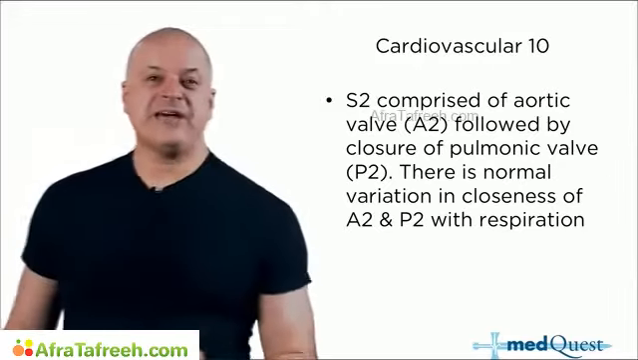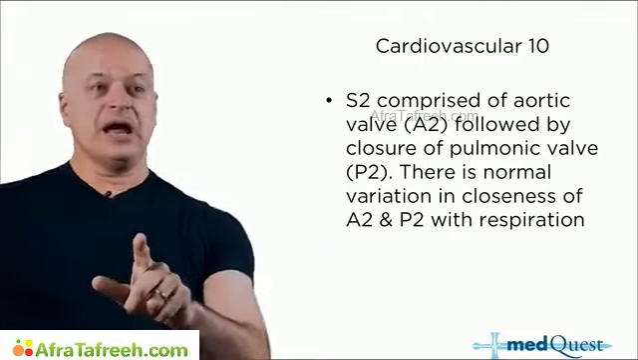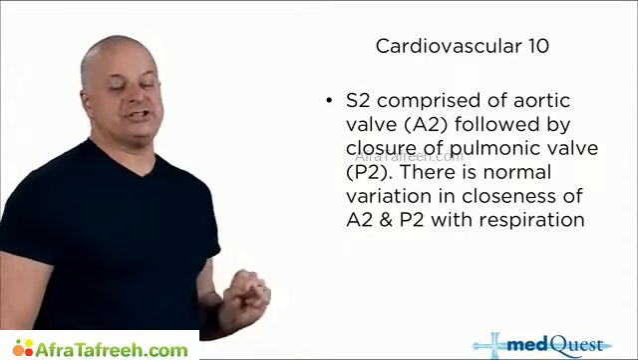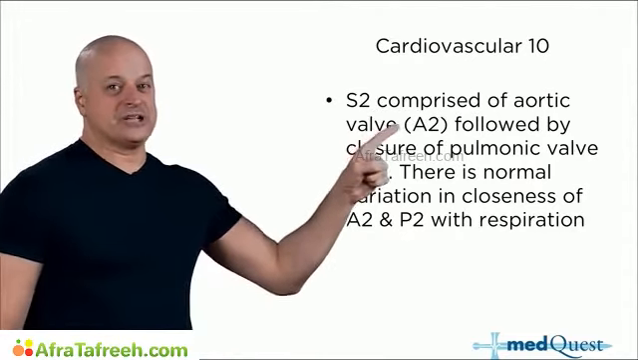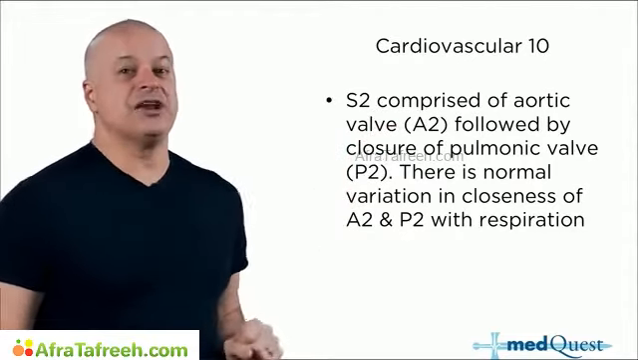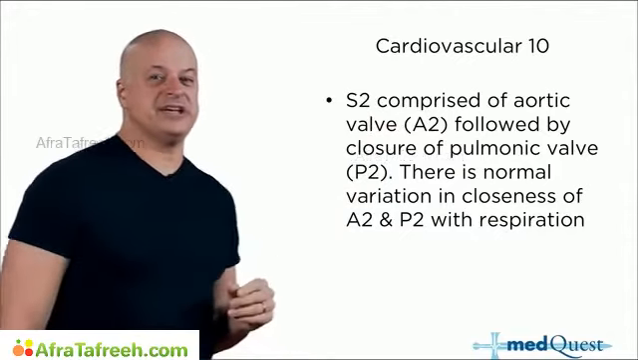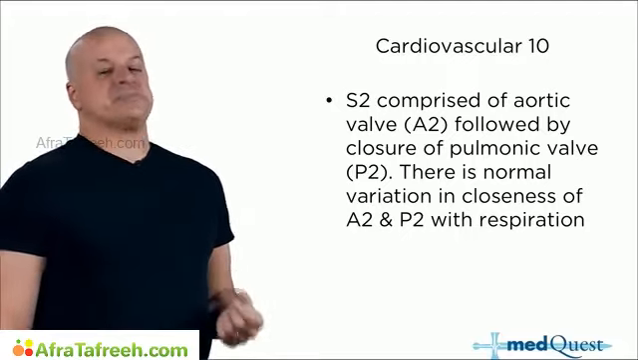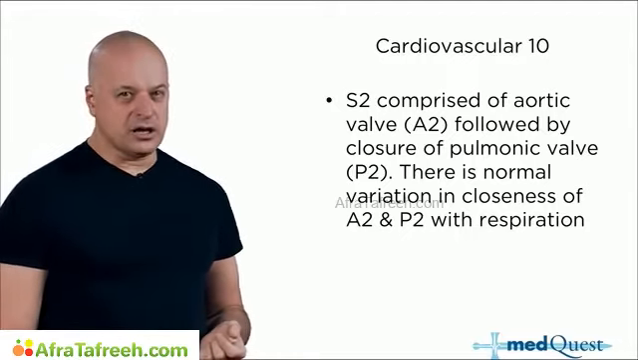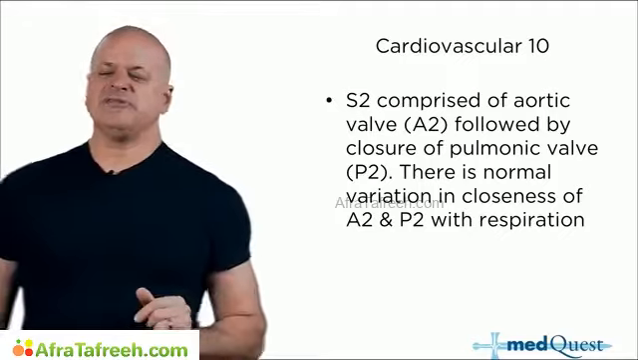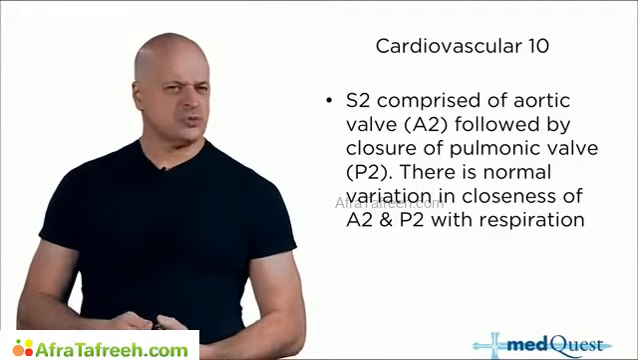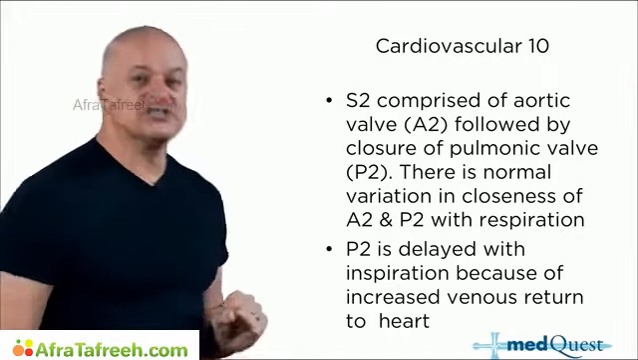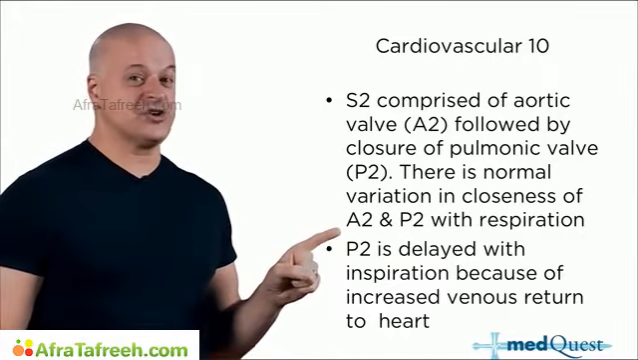So, what do we have here? The S2 is normally comprised of A2, the aortic sound, and P2, the pulmonic sound. Normally there's a little bit of variation: when you inhale, it splits, and when you exhale, it's less split. But the aortic valve generally closes first. Why does the aortic valve close first? Because the pressure in the aorta is greater.